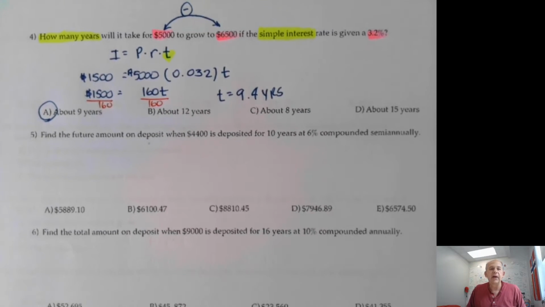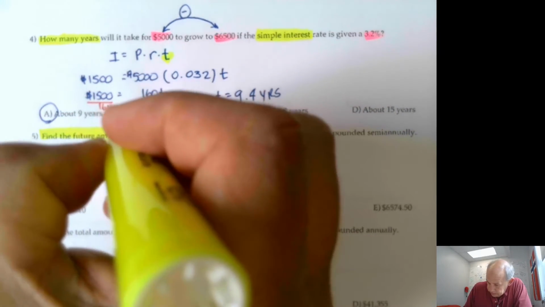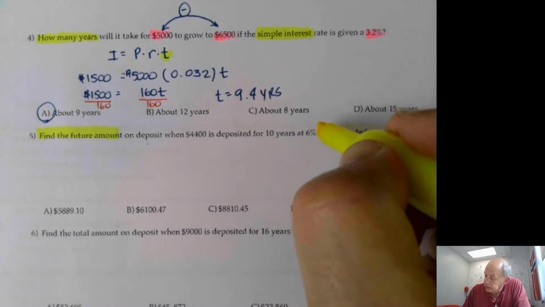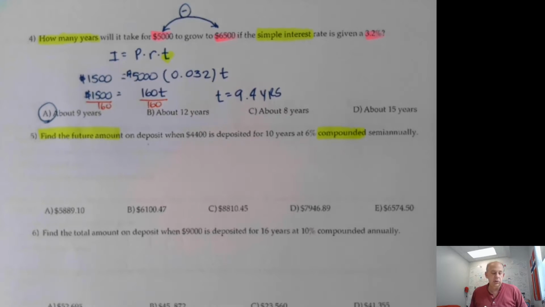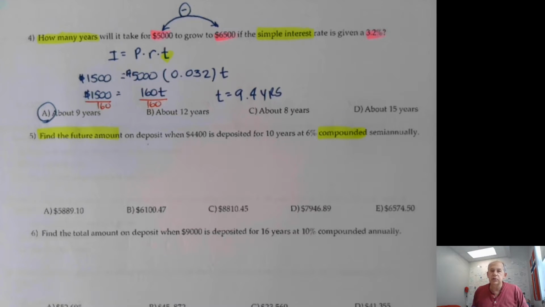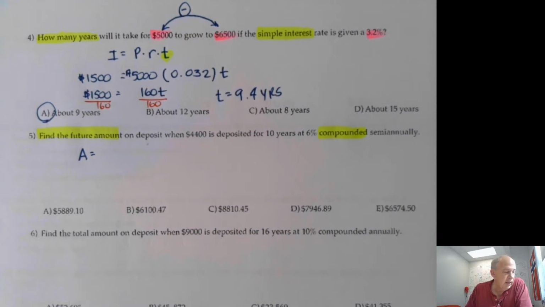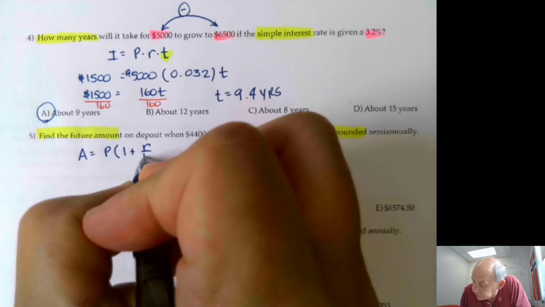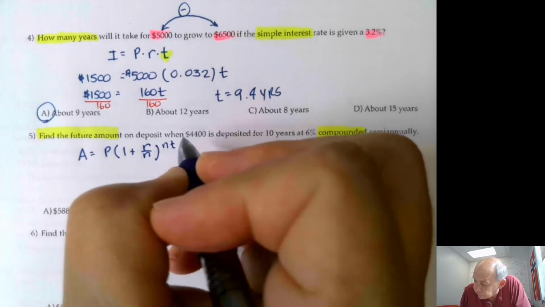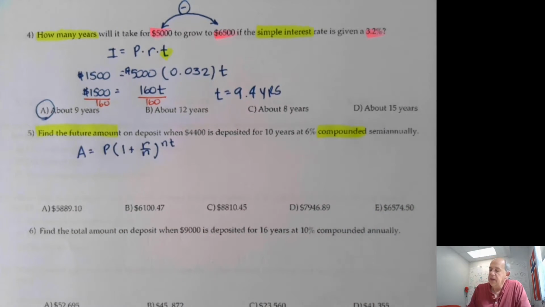Let's take a look at number 5. I have a lot of things. Find the future amount. A lot of numbers. I see the word compounded, and the game just changed. We're not dealing with a simple interest problem anymore. I am looking for the total amount in a compound interest problem. So here is the formula I'm going to use for that. A is equal to the principal times 1 plus the rate over the number of compounds n per year, raised to n times t.